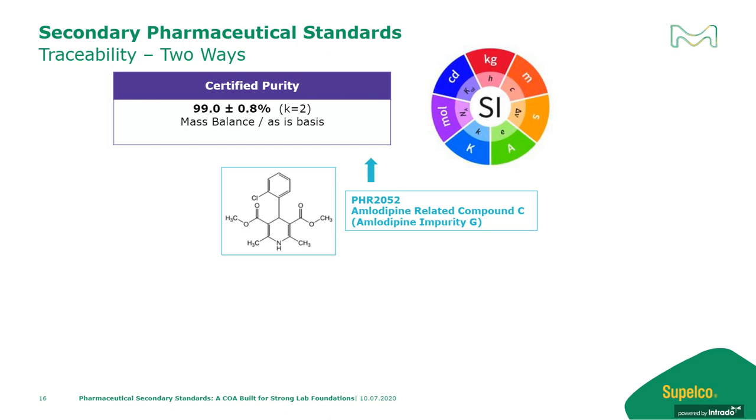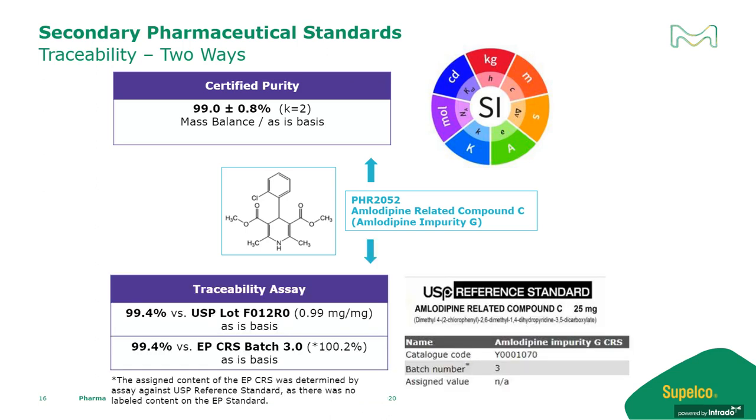case the kilogram, as the assignment has come from the mass balance using a gravimetric approach. Second form of traceability is by comparison to the current compendial lots. In this case, PHR 2052 corresponds to the USP amlodipine-related compound C and the EP amlodipine impurity G. The USP declares a content on their primary standard as 0.99 mg per mg. So the secondary standard PHR 2052 is assigned at 99.4% when directly compared to both the USP and EP lots.